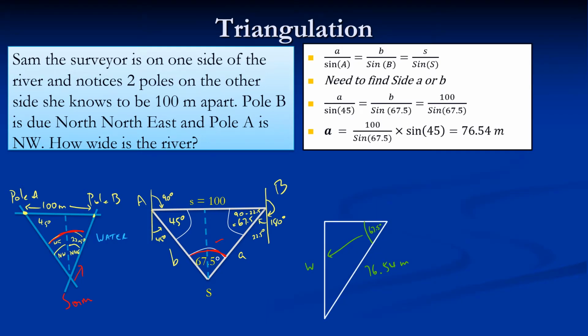So we now need to find side A or side B. Remember, this is pole B, so that's got to be side B. And this is pole A, so that's got to be side A. So let's just find side A then, because I just chose it randomly. I could have done the other one. So it's 45 degrees. Let's see how we work that out to be 45 degrees.